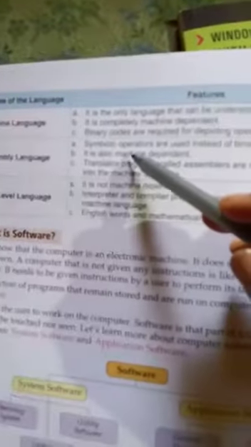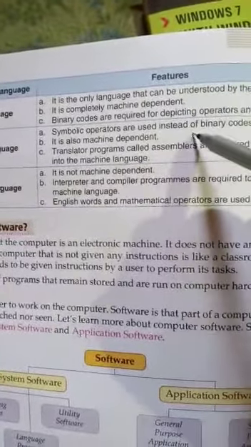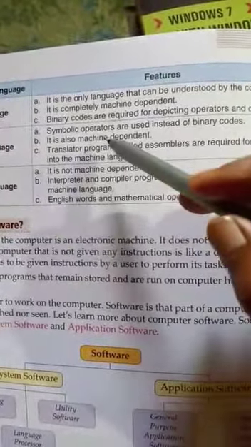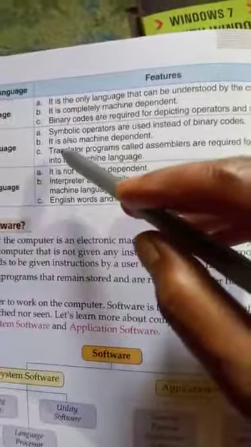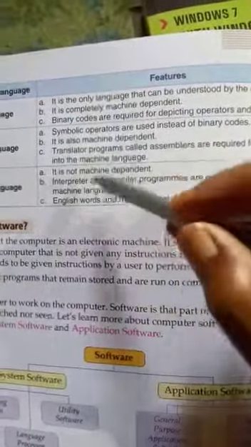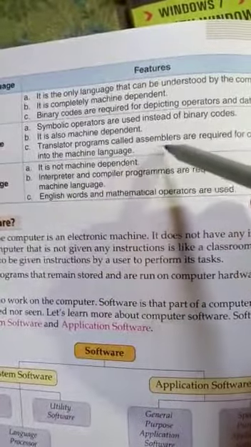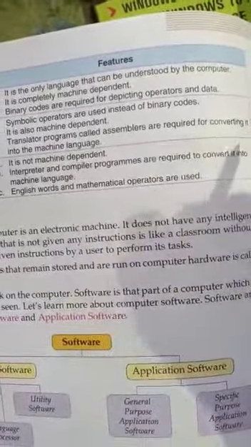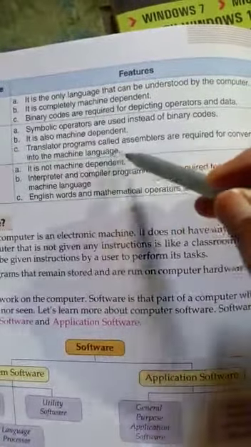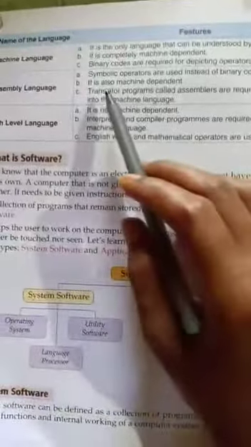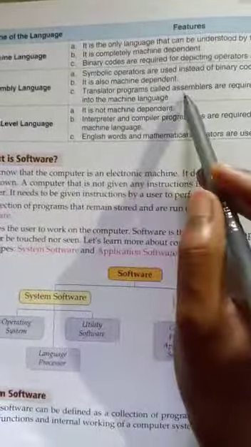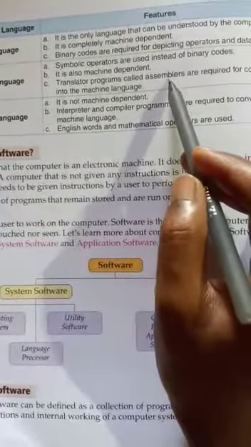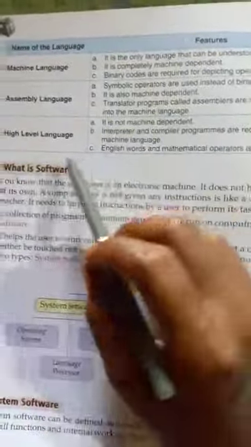Assembly language. Symbolic operators are used instead of binary codes. Symbolic operators like English alphabet letters. It is also machine dependent. Translator programs called assemblers are required for converting it into the machine language because computer can understand only machine language. So the assembler is a translator program, it translates or converts the assembly language to machine language.